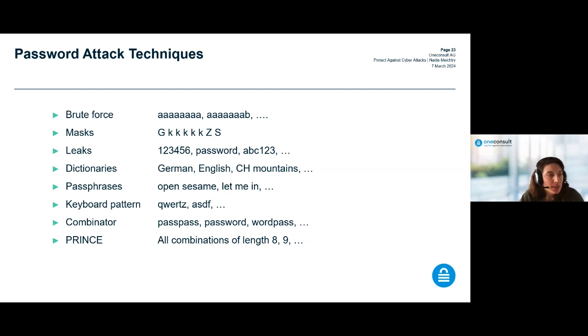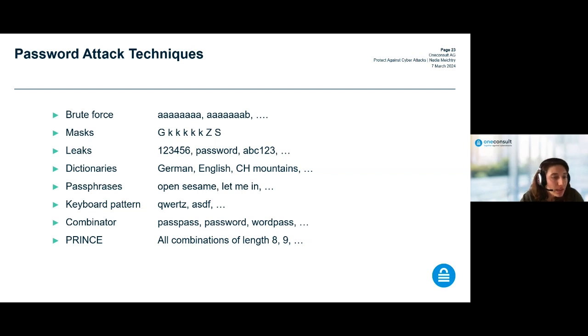Then we also have the dictionary attacks. Here the attacker systematically enters common words and word variations from a specific pre-selected list. It can be, for example, the German dictionary or the names of Swiss mountains, etc. We also have the combinator attacks. Here we have words from two word lists that are combined with one another. That is, the words from the second dictionary are appended to the words from the first dictionary.